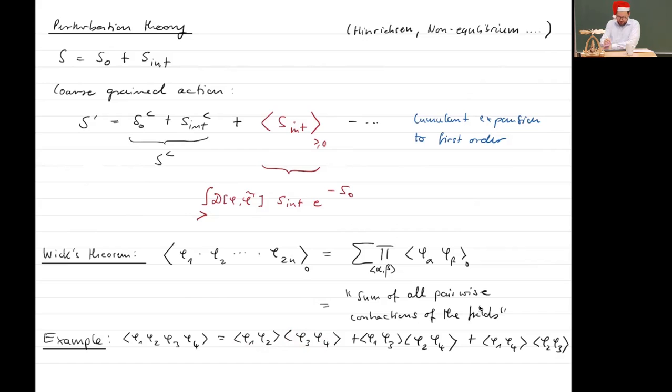Sorry, there's one thing I forgot, that should have a 0 here, as always in the context of this simplified action.